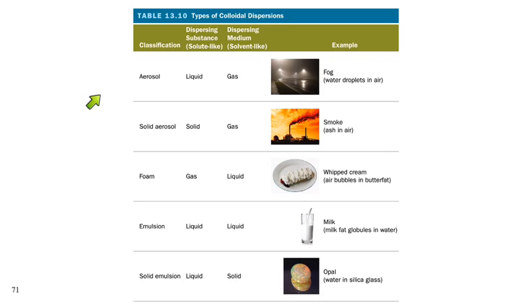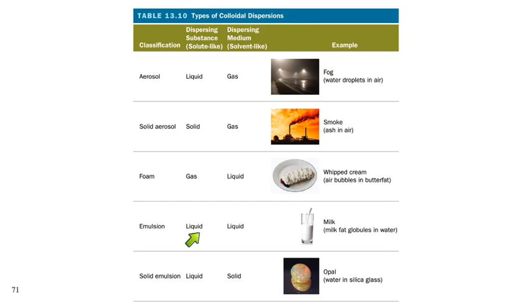So there are many different types of colloidal dispersions. These are some that we might encounter in everyday life. An aerosol has a liquid as the dispersed substance, which is like the solute, dispersed in a gas. An example of that is fog. A solid aerosol has solid particles dispersed in a gas. Smoke is an example of this. A foam is gas dispersed in a liquid, like whipped cream. Anybody have pumpkin pie with whipped cream for Thanksgiving? You ate a colloidal dispersion.